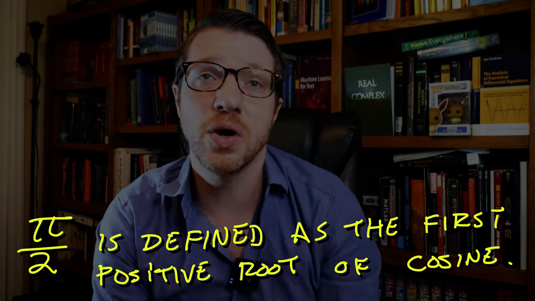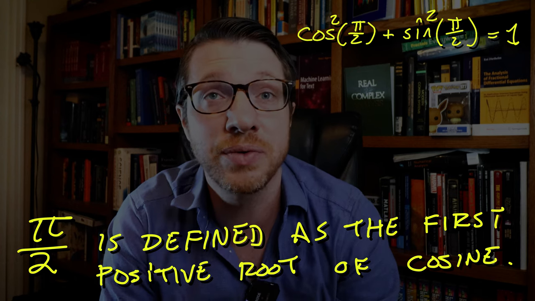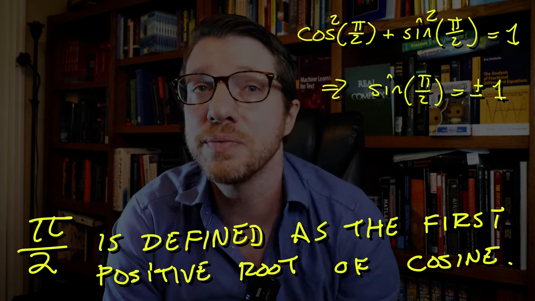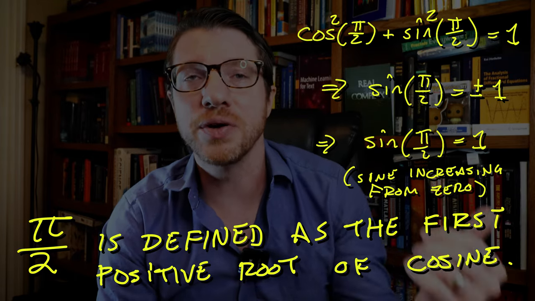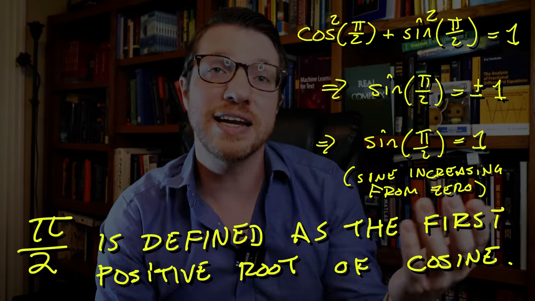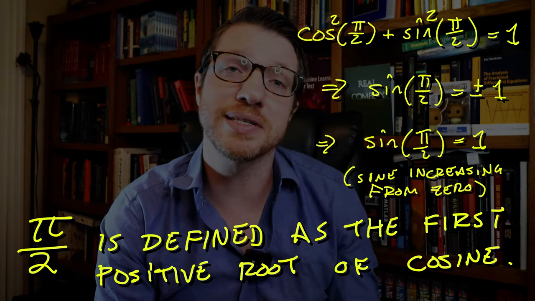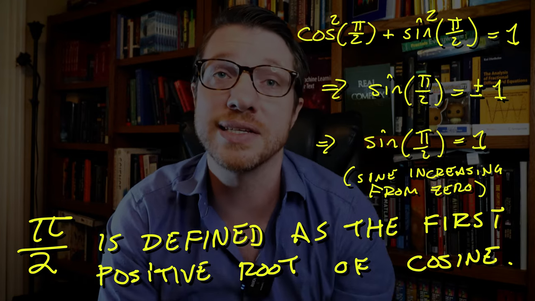And note that since cosine squared of t plus sine squared of t is equal to 1, that means that sine of pi over 2 must be plus or minus 1. And since cosine is positive from 0 to pi over 2, this means that sine of pi over 2 must be 1 because it's increasing from 0, because cosine is its derivative. Now the next step is to show periodicity.